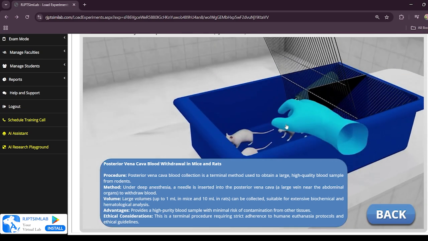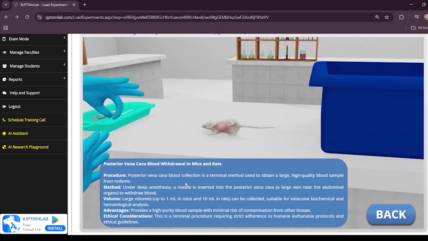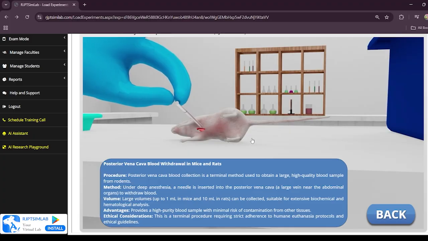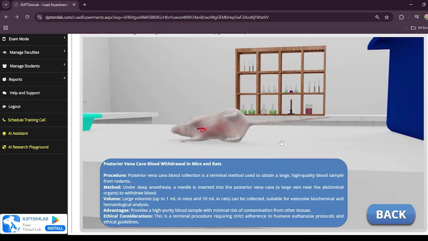The procedure of this experiment says that the posterior vena cava blood collection is a terminal method used to obtain a large, high quality blood sample from rodents. The statement says that posterior vena cava blood collection is a terminal method. And through this technique, we can obtain a large quantity of blood sample, which is of a high quality, which means it does not contain any type of contamination.